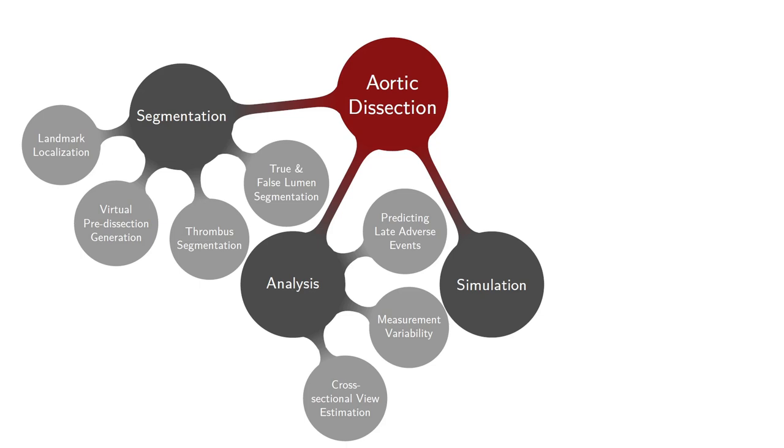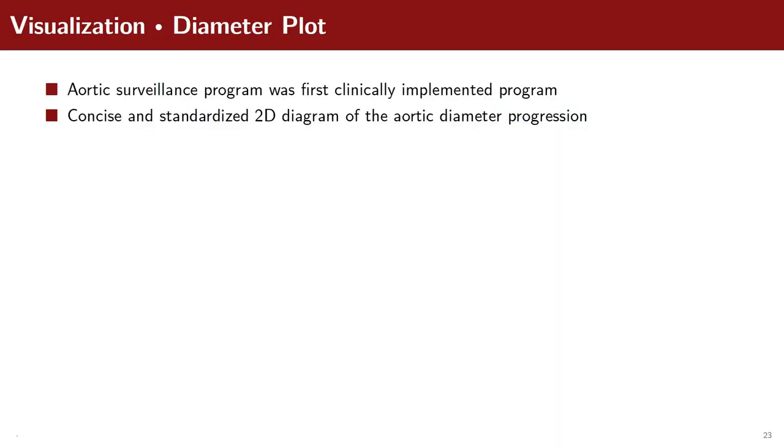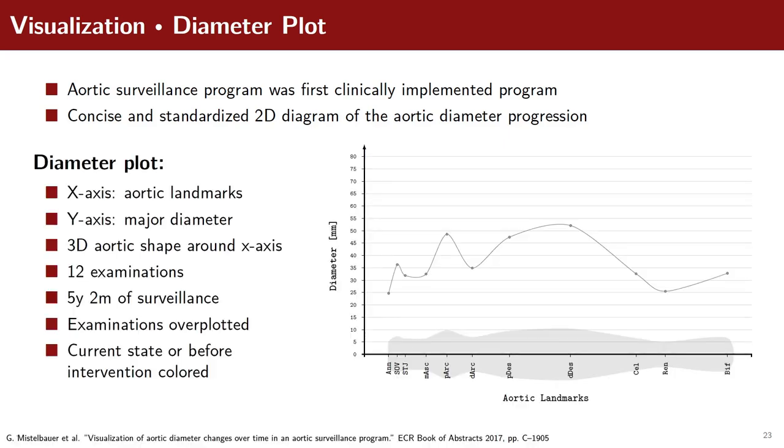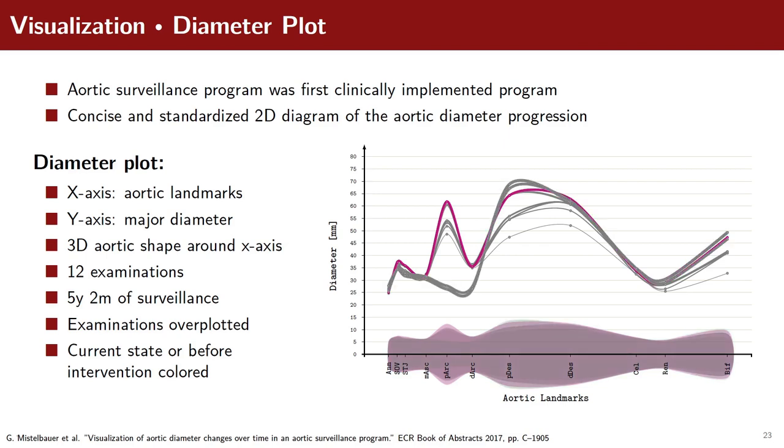After segmentation, analysis, and simulation, we proceed to visualization to communicate our findings. Initially, we displayed the aortic diameter measurements in the aortic surveillance program in the form of a conventional 2D plot. The x-axis depicts the aortic landmarks and the y-axis the major diameter. The 3D shape of the aorta is shown around the x-axis. Here we see 12 examinations over 5 years and 2 months. These examinations are overplotted. Examinations before interventions and the current aortic state are colored.